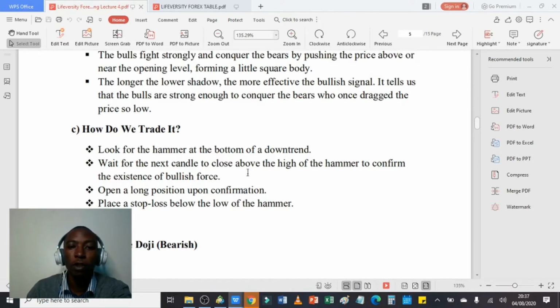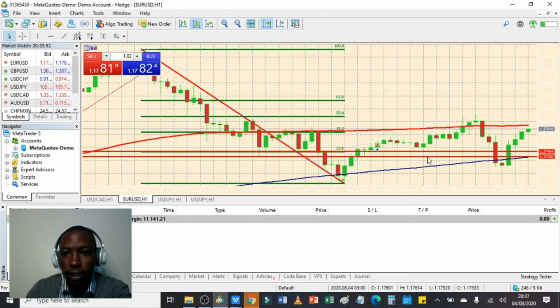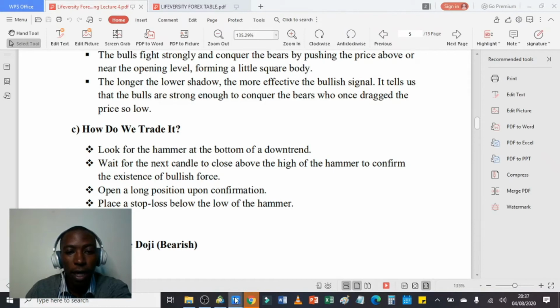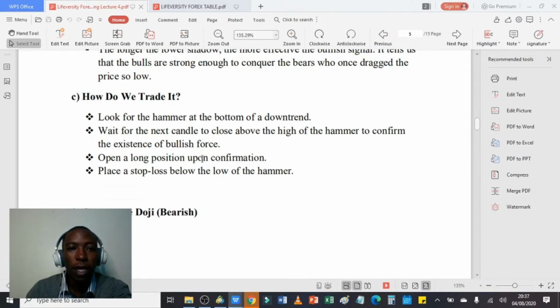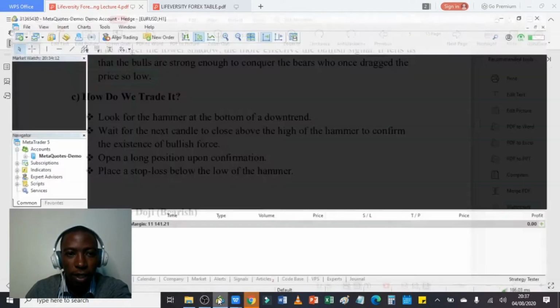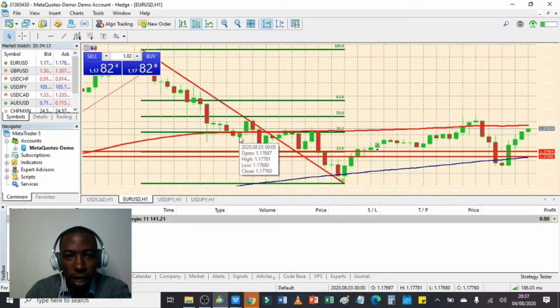Look for the hammer at the bottom of a downtrend. Like in this case, at the bottom of a downtrend, here is the hammer. In any downtrend, you can find a hammer, like here, like here. They are very easy to locate on any trading chart. Wait for the next candle to close above the high of the hammer to confirm the existence of the bullish force. For instance, in this chart, when this hammer formed, another green candle formed to confirm bullish force, but unfortunately it was a false breakout.